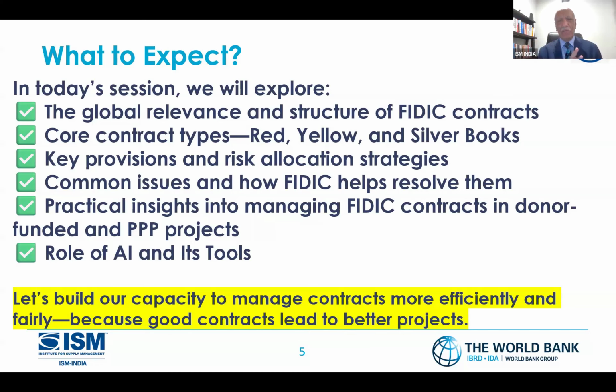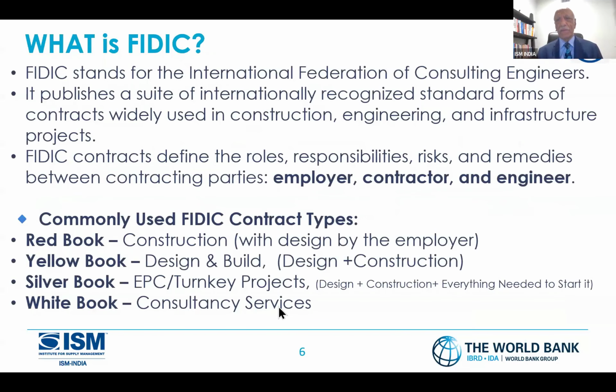Now, practical insights. I'll certainly touch on the key points. And with this, the role of AI, I'll touch a little bit because time will not permit more. But let's build our capacity to manage contracts, because this is the biggest problem with all big high value contracts of $10 million, $20 million. I'm not talking about small value. For less than $5 million, I would not even advise you to go with FIDIC. Anything more than $5 million, then yes. But then how to manage it more efficiently and fairly, that's very important. Now, what is FIDIC?